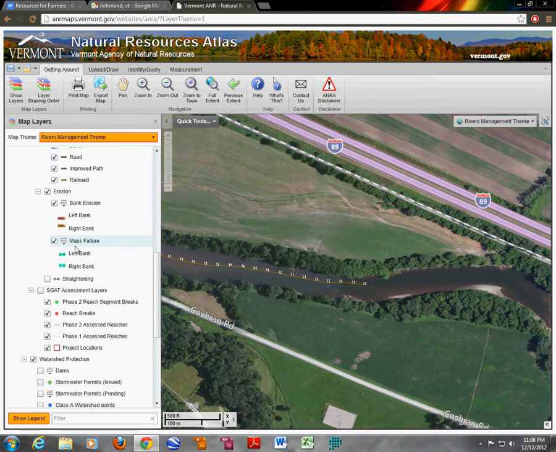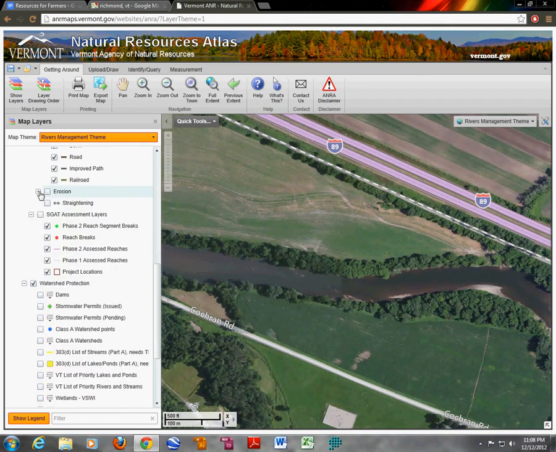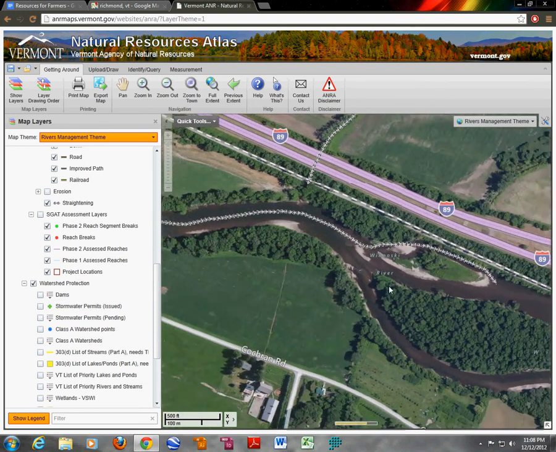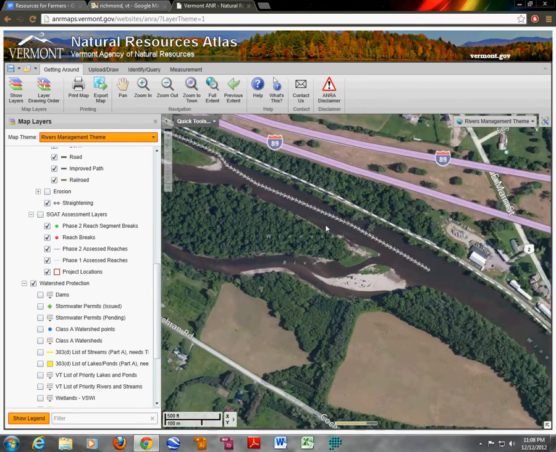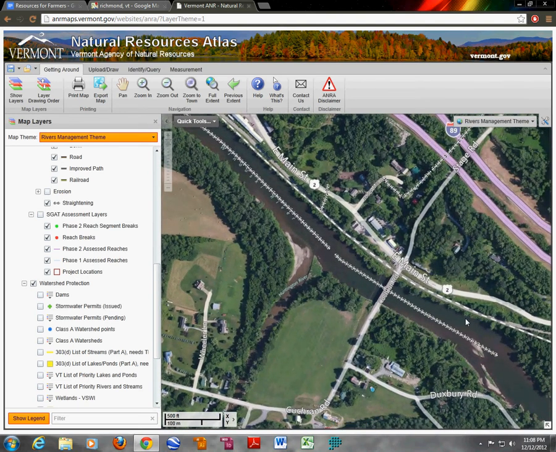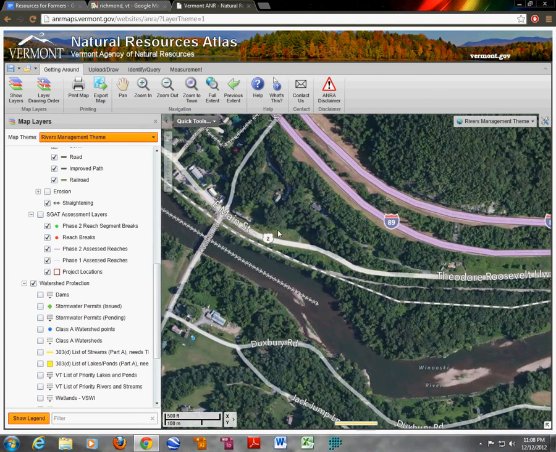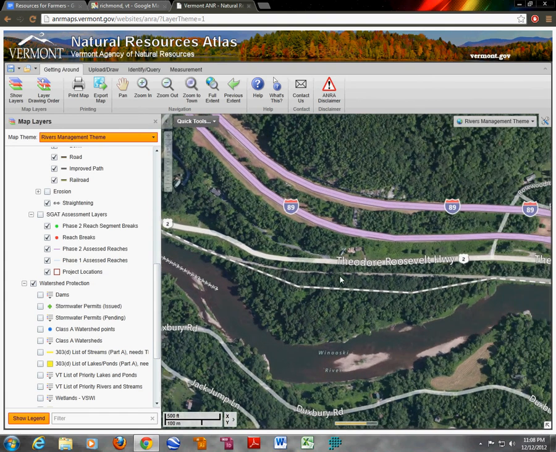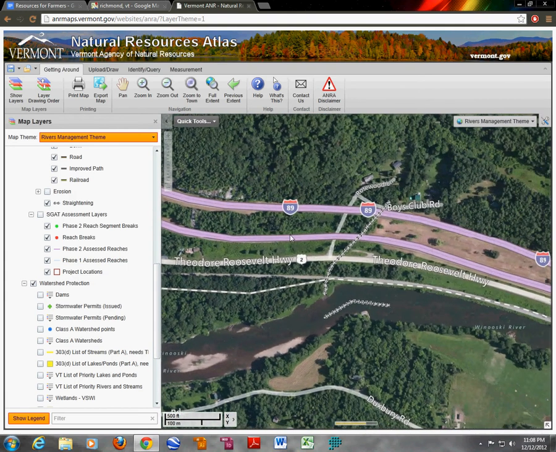Over here we can see mass failure, where banks have fallen in, and this will show us which bank. But maybe my favorite and perhaps the most important is straightening. And if you see and turn it on, this entire river stretch is straightened, very, very much so. And a very big deal of this straightening comes from its proximity to 89.